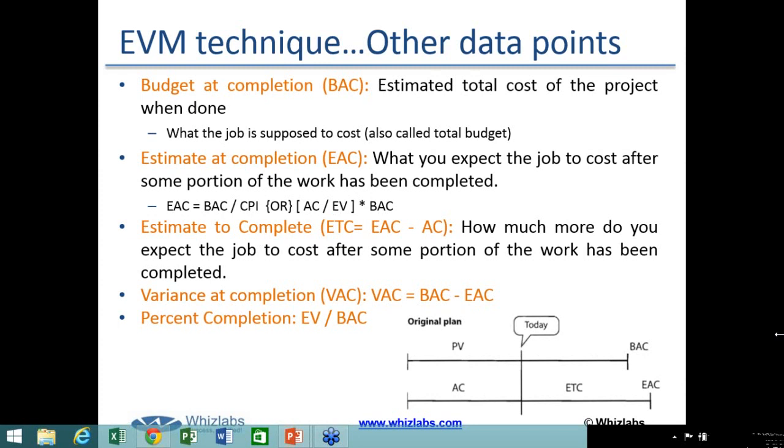Okay. Then we have some other terminologies like BAC. BAC is nothing but budget at completion. That is the total budget of the project.